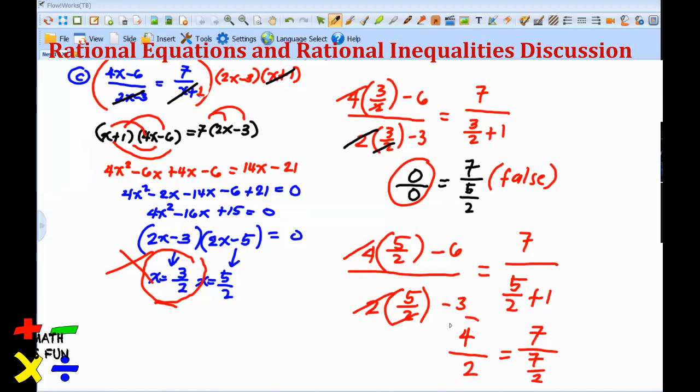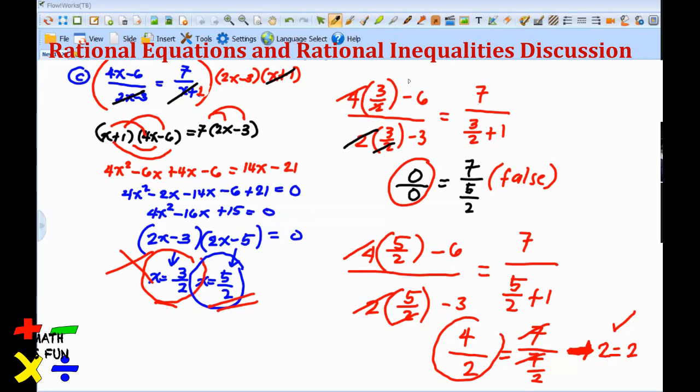Okay, what is 4 divided by 2? Then the value is 2, right? And then 4 over 2. Here, 7 over 7 halves, we need to cancel that and reciprocate the 2, so it's equal to 2. So 2 is equal to 2, right? So hence, the value of x is only 5 halves. All right?